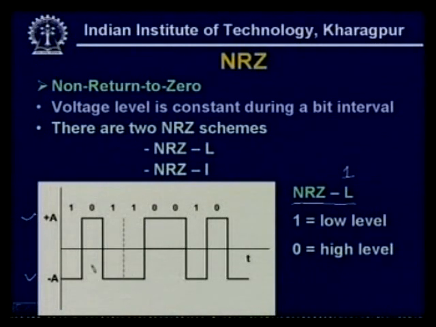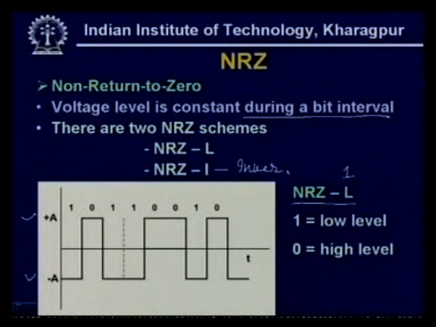So, that means the state of the data is represented by signal level, and that remains constant during a bit interval, as I mentioned. So, you see here, during the entire bit interval, the data is either plus A or minus A. When it is 1, it is minus A, when it is 0, it is plus A. Let us look at the other alternative, NRZ-I, where I stands for inversion.